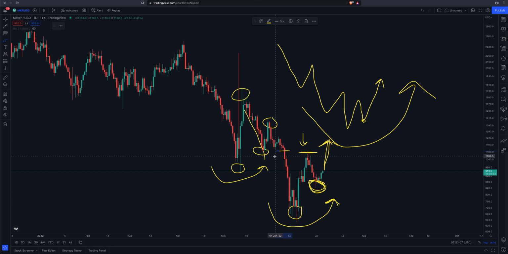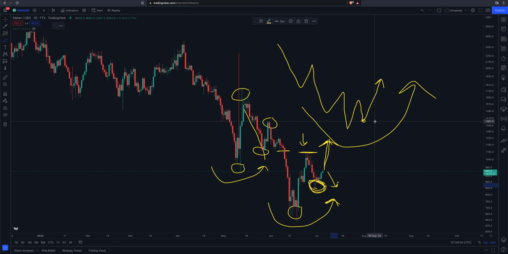Of course, it could undercut that low and then rally from there. So you have to be aware and be watching what the markets are doing. And in crypto, as we know, it can happen fast, very fast. So you have to keep your eyes on the markets, the highs and the lows, and what's going on.